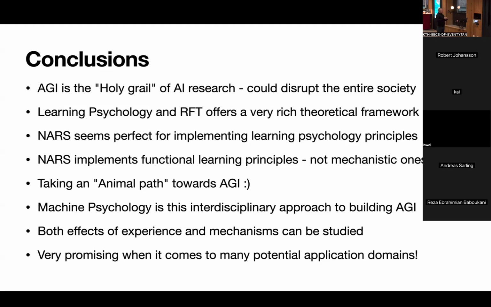So machine psychology is this interdisciplinary approach combining learning psychology and NARS, and becomes what I would call a scientific approach to the problem of AGI. Scientific in the sense that we can manipulate independent variables both on the experience side and on the mechanism side and study the effect on adaptation.